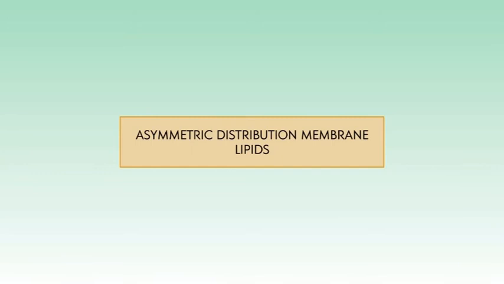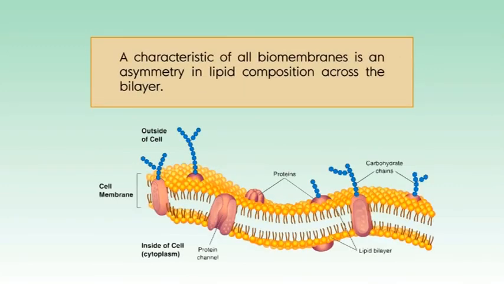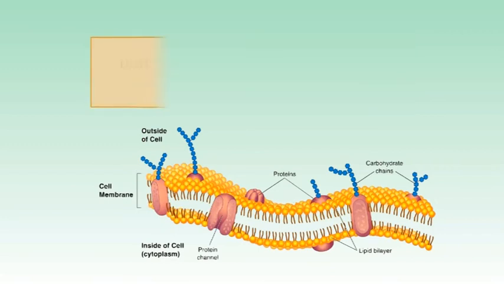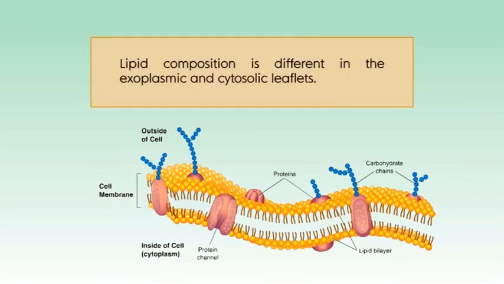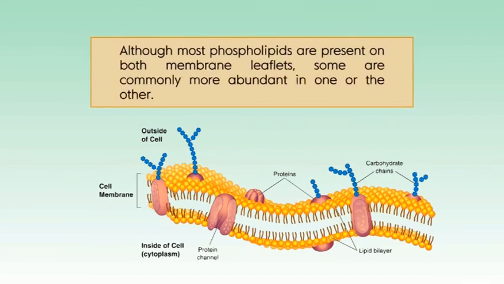Now let's look at the asymmetric distribution of membrane lipids. A characteristic of all biomembranes is an asymmetry in lipid composition across the bilayer. That is, lipid composition is different in the exoplasmic and the cytosolic leaflets. Although most phospholipids are present on both membrane leaflets, some are commonly more abundant in one or the other.